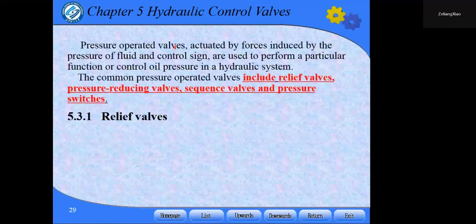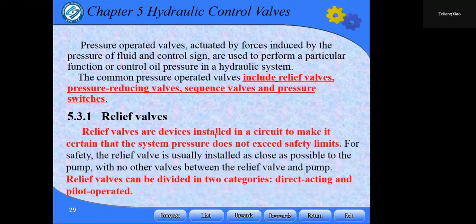Pressure control valves are actuated by forces induced by the pressure of fluid and the control signal, and are used to perform a particular function or control oil pressure in a hydraulic system. The common pressure control valves include relief valves, pressure reducing valves, sequence valves, and the pressure switches. The first one is the relief valves, we can see.